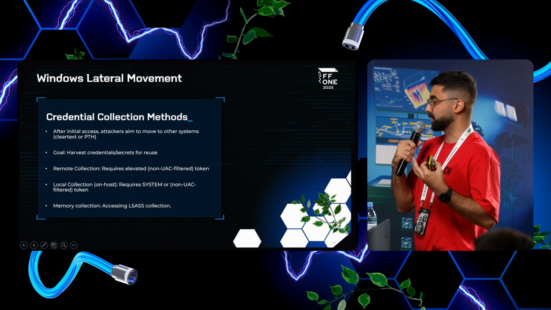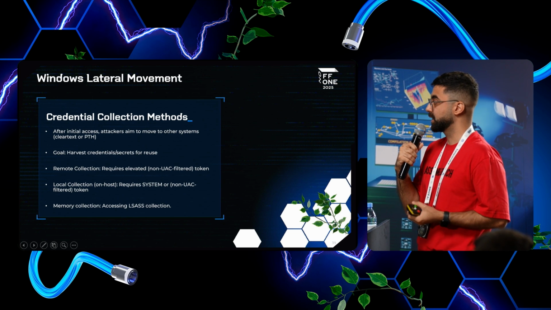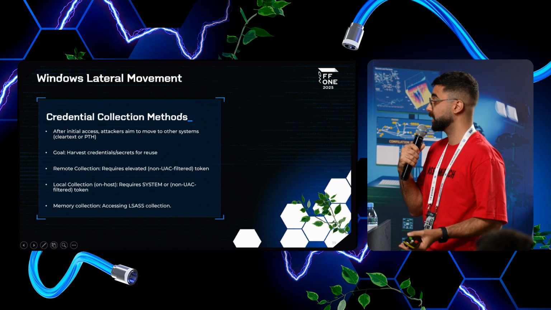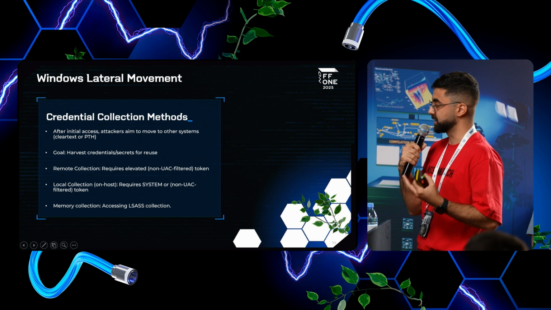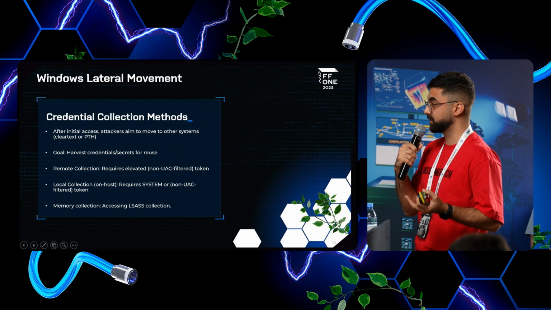You can use this even if you decrypt it to clear text, or you can use pass the hash for the Windows user credentials. How can we do that? I divided it into 3 categories. The first one I called remote collection, and it actually needs a non-UAC filtered token.